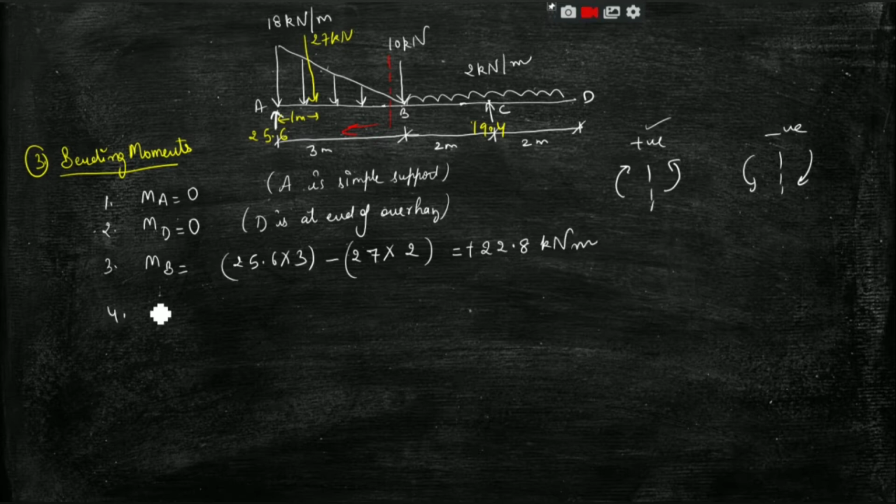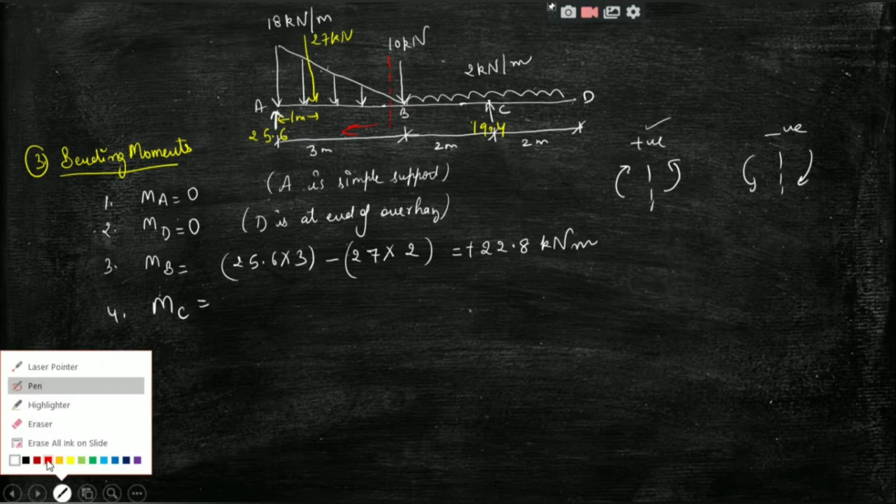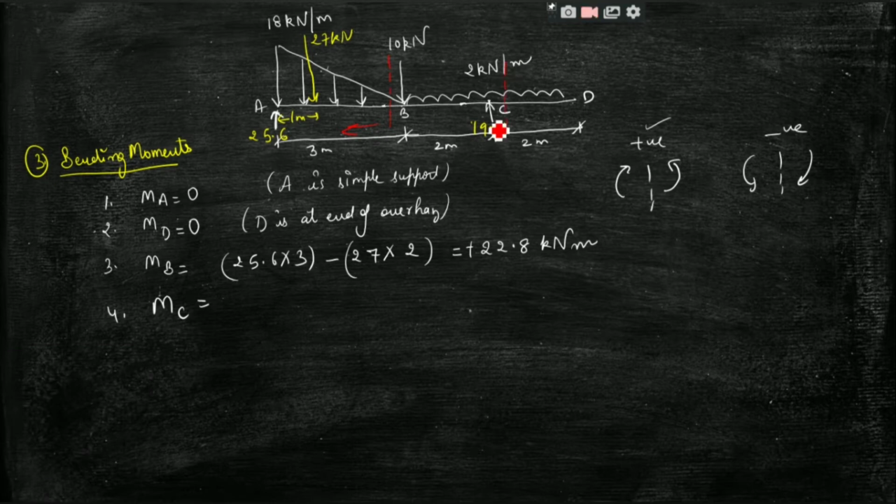Then bending moment at C. For calculating bending moment at C, I will take a section just at the right. I am not taking the section at the left. You can calculate by considering the left section also. It is up to you, right? But for now I am not doing that, because this calculation will be easier and smaller for me. So the bending moment will be only due to this UDL. So 2 into 2 into 1.